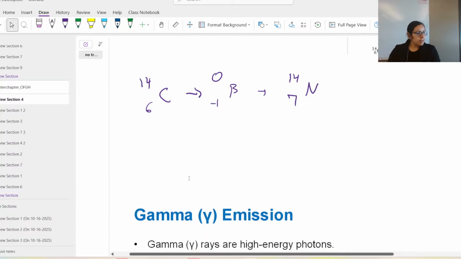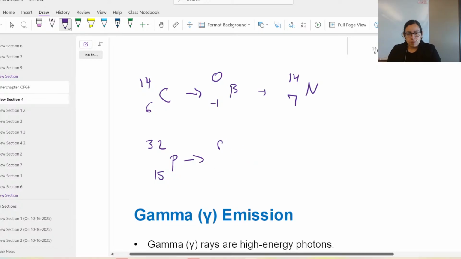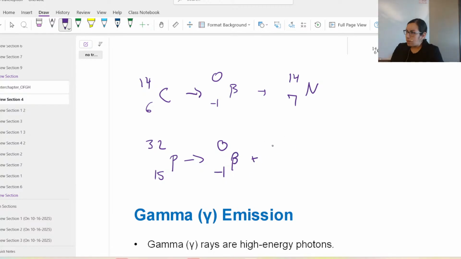So then try this example of what the product is. This is another common example of a negative beta decay. Oops, that's supposed to be a 0. So determine the product really quickly. Just take a minute. Our phosphorus 32 is radioactive and gives us a beta particle. And what else?